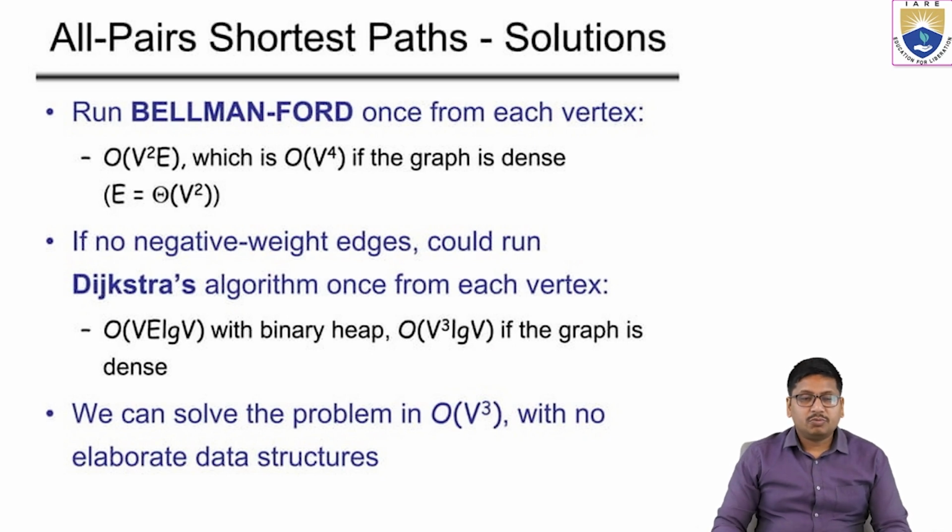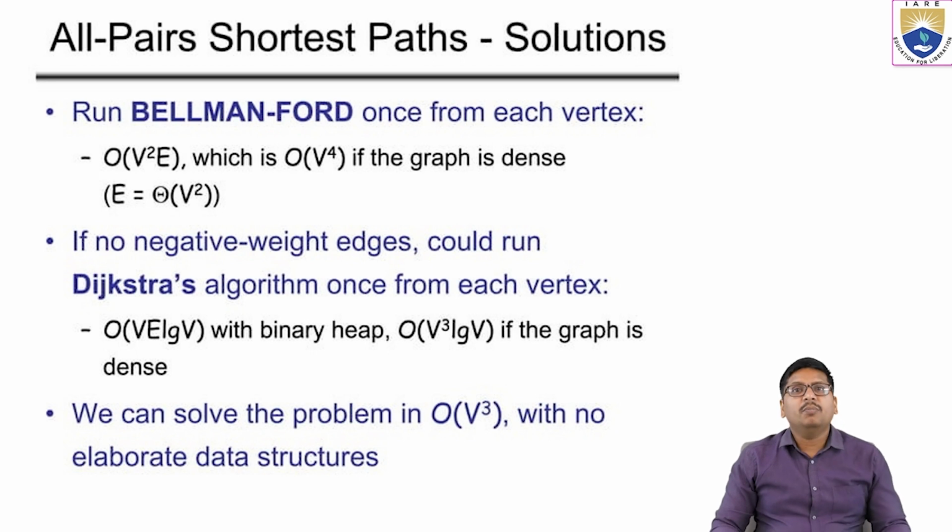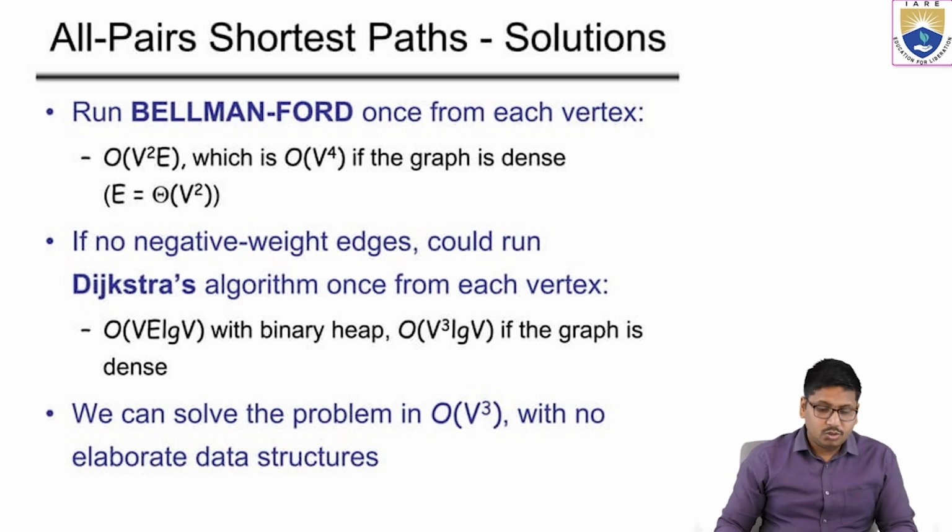For all-pairs shortest path, run Bellman-Ford once from each vertex. If I have no negative edge weights, then we can run Dijkstra's algorithm, and we are going to solve the problem in O(V^3) if no elaborate data structures are used.